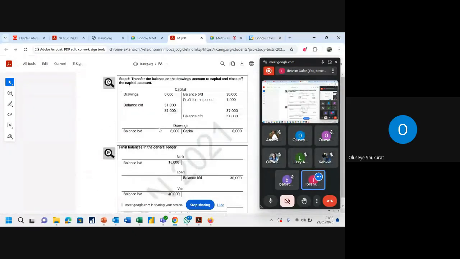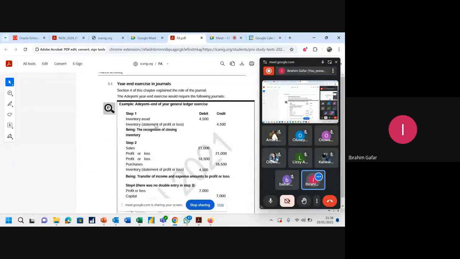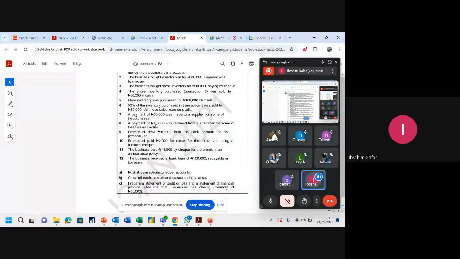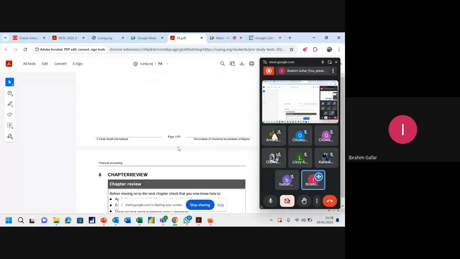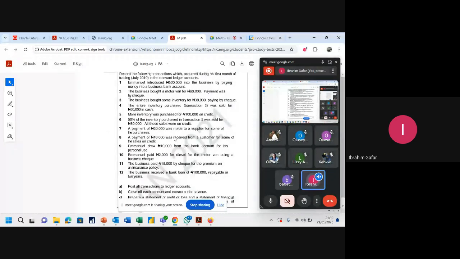Page 107. Maybe this is right. This is 107 now. Oh, that's the end of the chapter. Okay, so let's try this one.